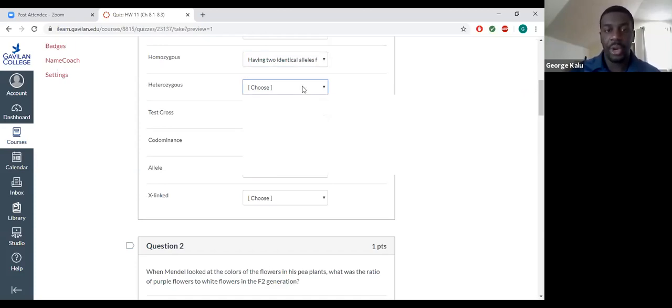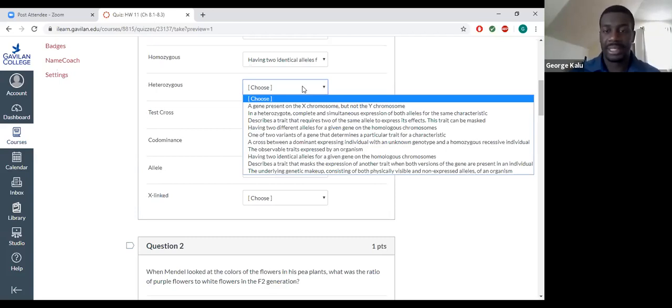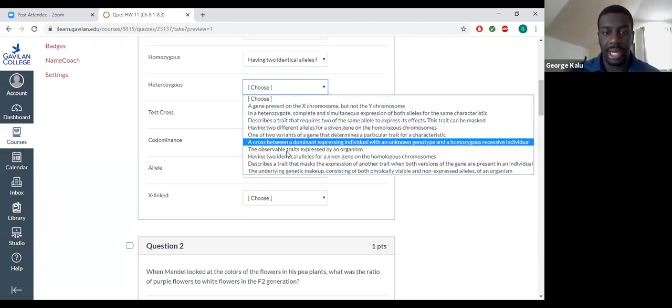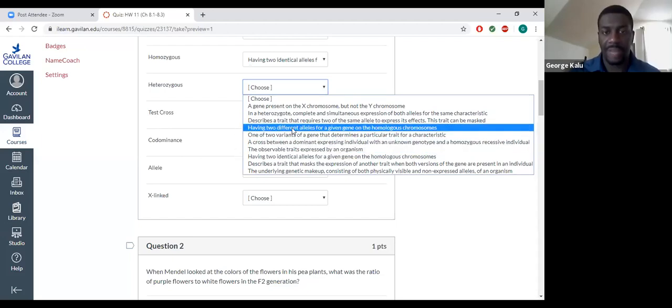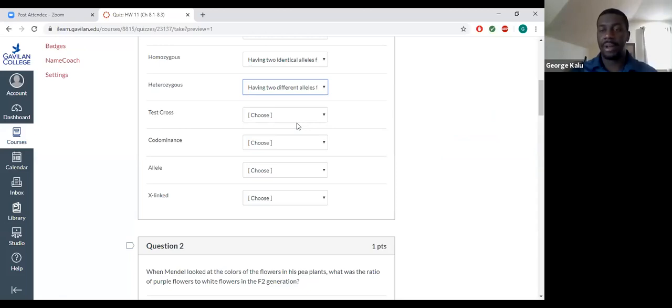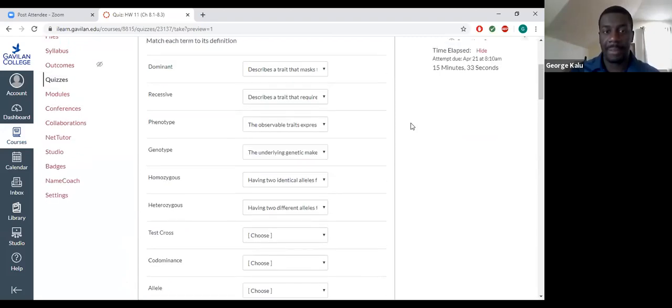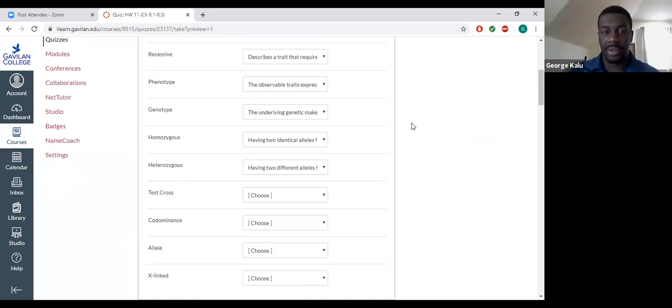Okay. What about heterozygous? Right, having two different alleles. Perfect. So having two different alleles, where is that at? Here it is. So having two different alleles for a given gene, right? So if you have a dominant allele and a recessive allele present in one single individual, okay, that individual is considered heterozygous. So their genotype might be something like big A, little a. Okay. Perfect. Any questions on any of these definitions so far? From dominant, recessive, phenotype, genotype, homozygous, heterozygous. Any questions on any of those?